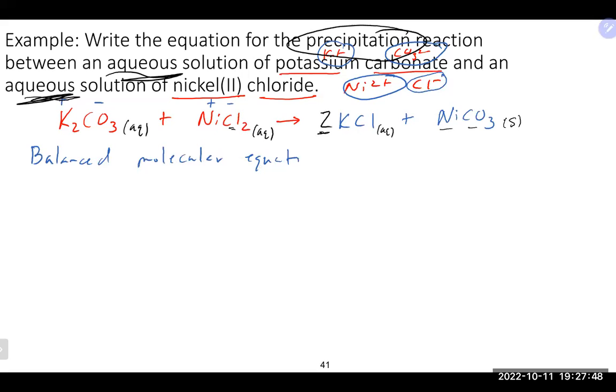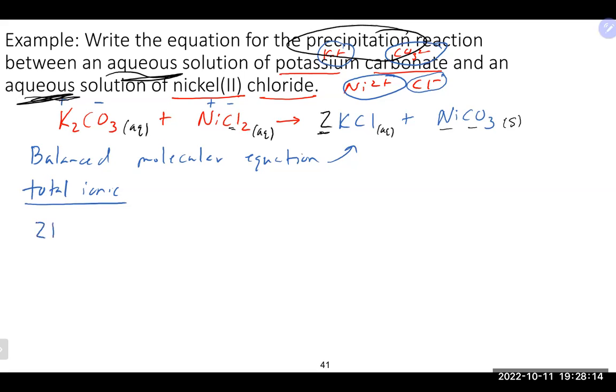I could then go to our total ionic equation. So if I were to do the total ionic equation below this, we're going to break apart anything that's a strong electrolyte, which again is pretty much any ionic compound. That is obviously not a weak electrolyte. And anything that is, again, a solid, a liquid, or a gas, and a weak electrolyte, we do not break apart. So in this case, the potassium carbonate would break apart.